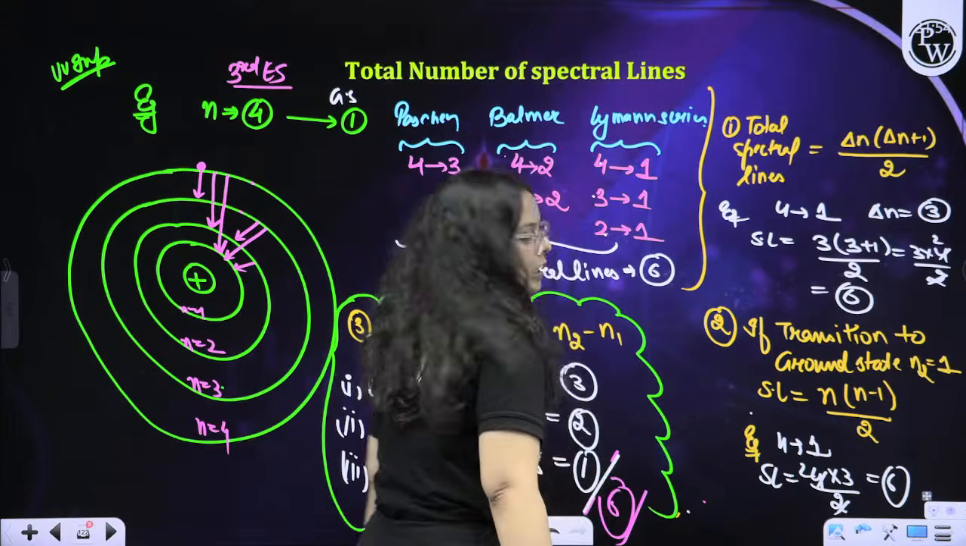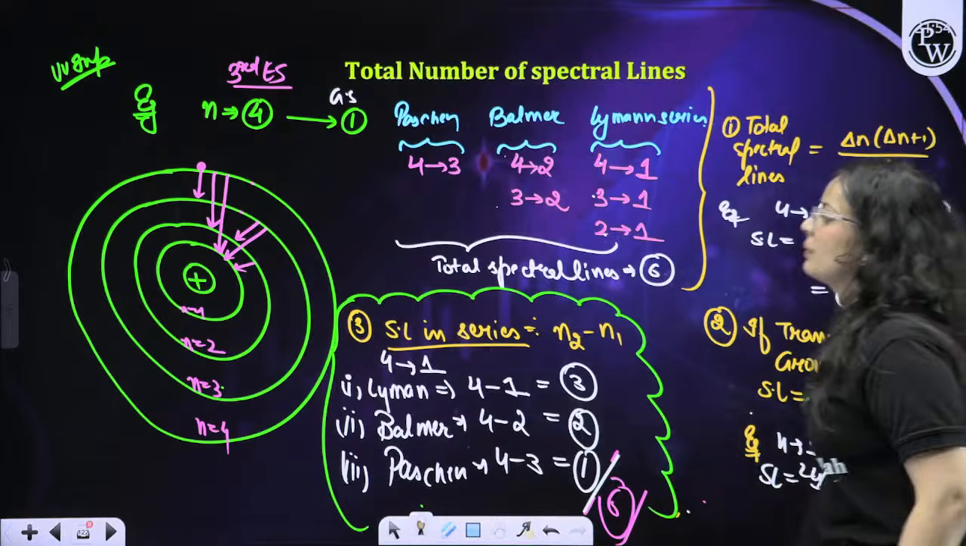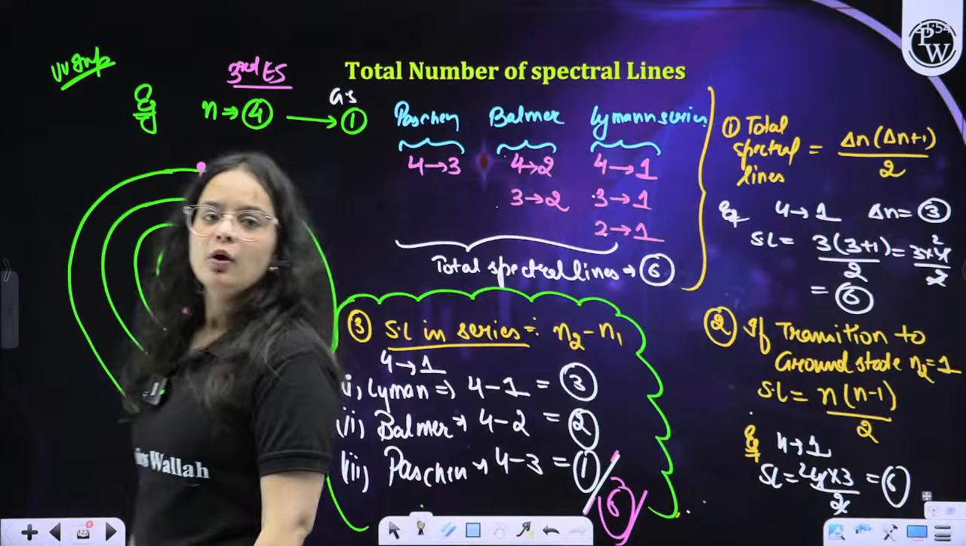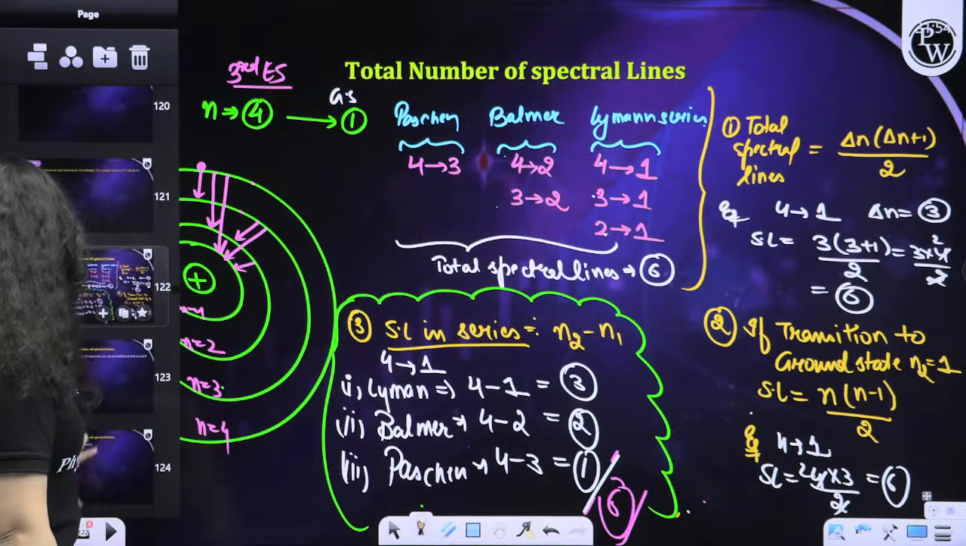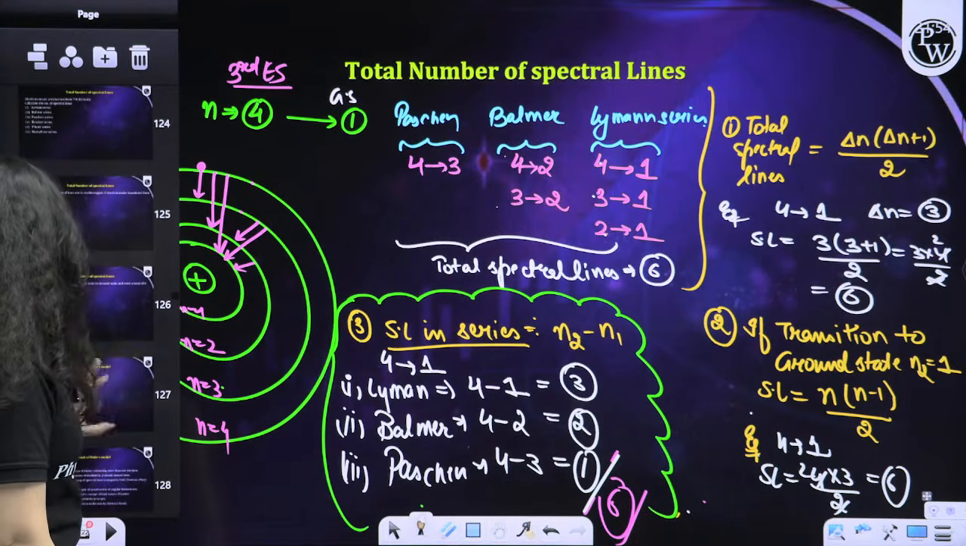So I'm getting the total number to be 6. This is how I have to solve the question, and this is how I'm getting the final answer. I hope the portion is much more clear to you now. This is how I'm getting the spectral lines to be like this. So this is how we have covered the portion.